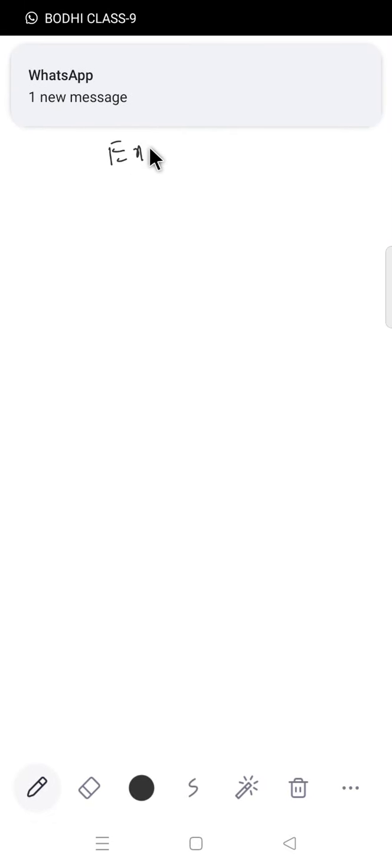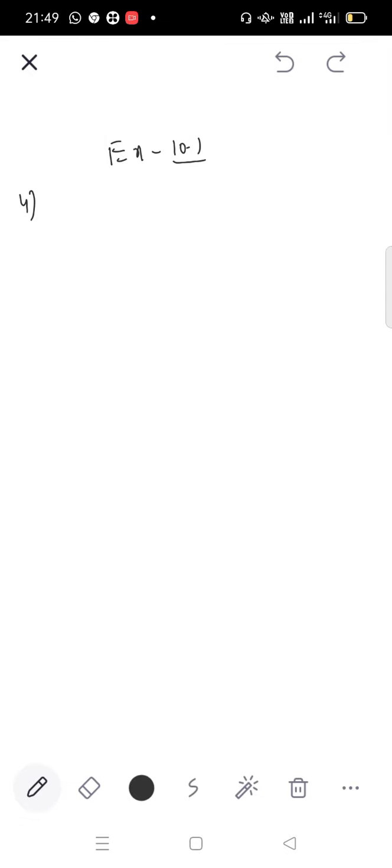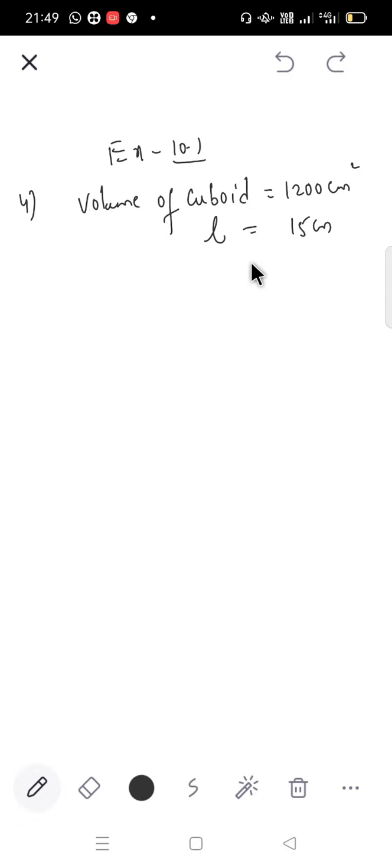Now exercise 10.1, fourth problem. The volume of a cuboid is equal to 1200 centimeter cube. The given length is equal to 15 centimeters and breadth is equal to 10 centimeters. You should find out the height.